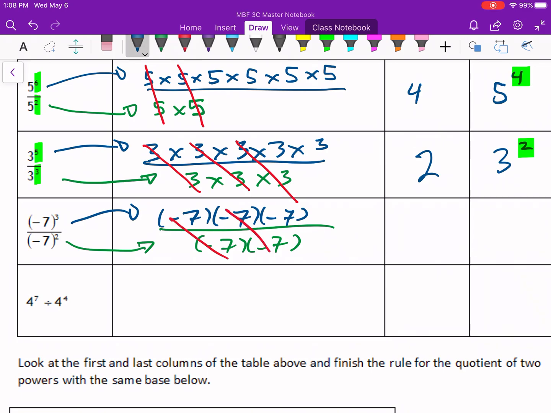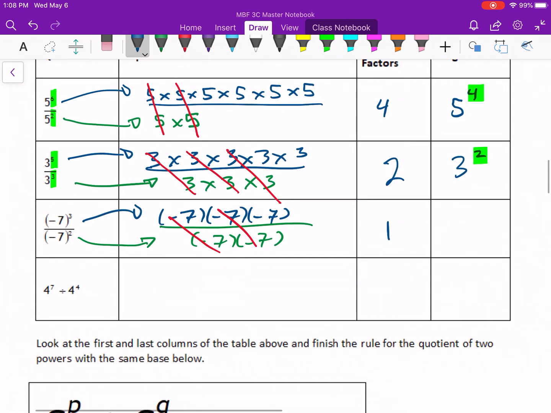We're left with 1. Did you predict that? Because you should have. We have the base the same, -7.